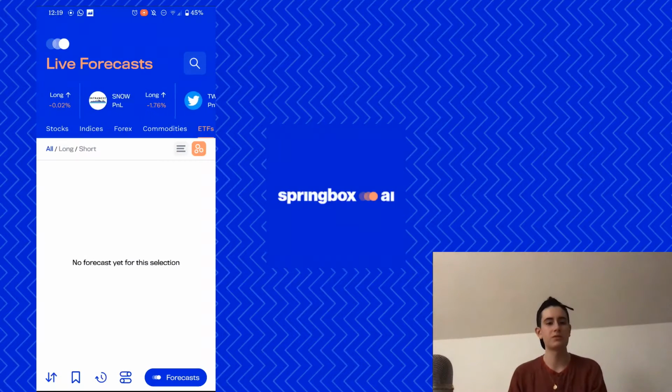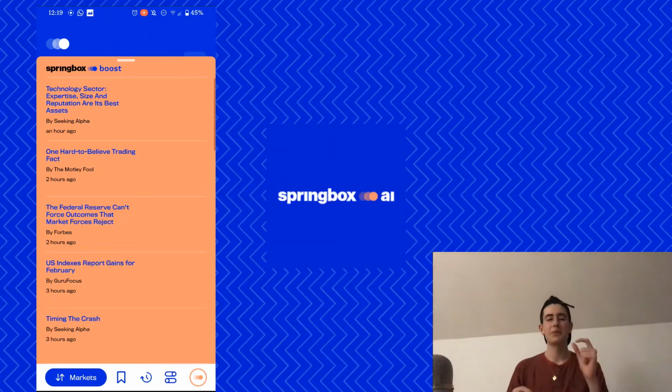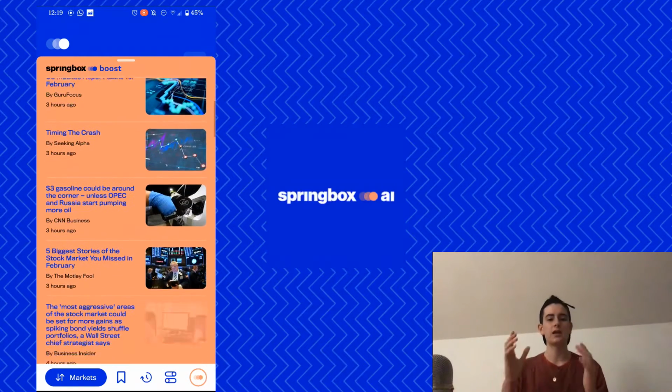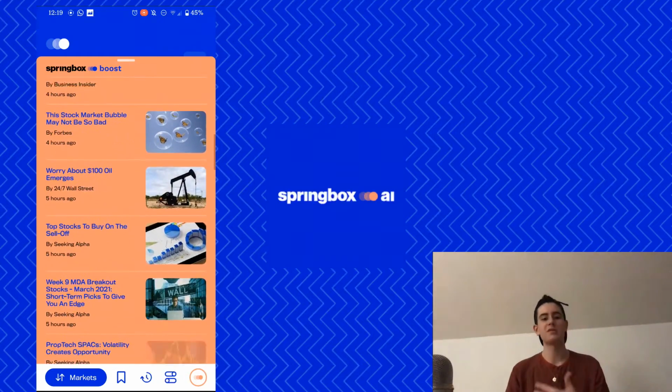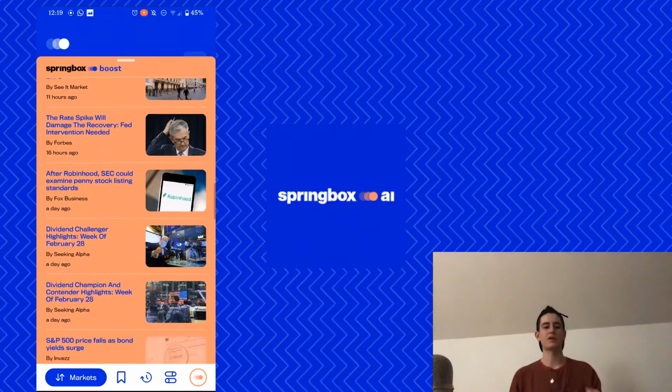And then another really cool feature is this news feature. I know a lot of stock apps have news features, but this specific news feature is just designed so well with the coloring. It looks amazing. It's giving you relevant news based on your watch list. So really solid features here by Springbox AI.